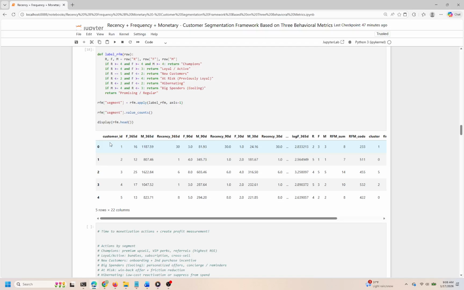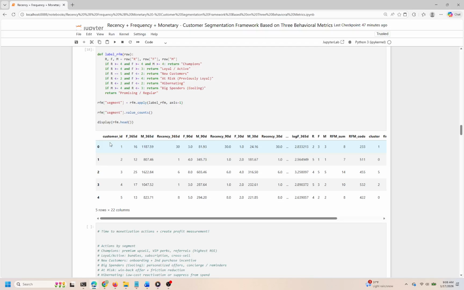This transition is vital as it allows us to directly apply the segmented insights gleaned from this analysis. Cell 11. In this cell, we're defining a function that plays a crucial role in segmenting customers based on their recency, frequency, and monetary value, often referred to as RFM analysis.